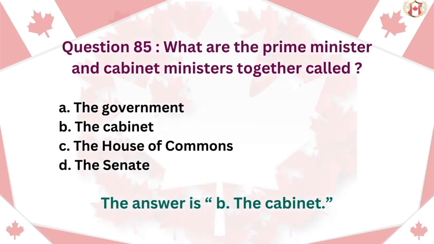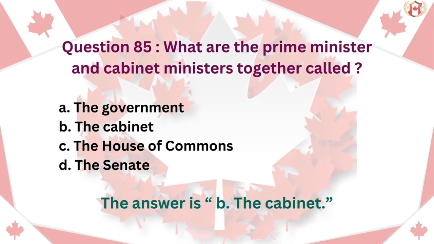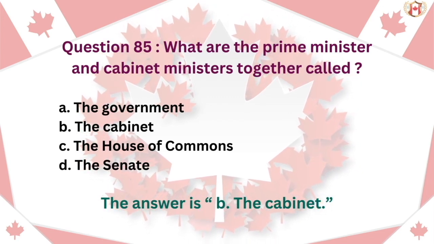Question 85. What are the Prime Minister and Cabinet Ministers together called? A. The Government. B. The Cabinet. C. The House of Commons. D. The Senate. The answer is B. The Cabinet.